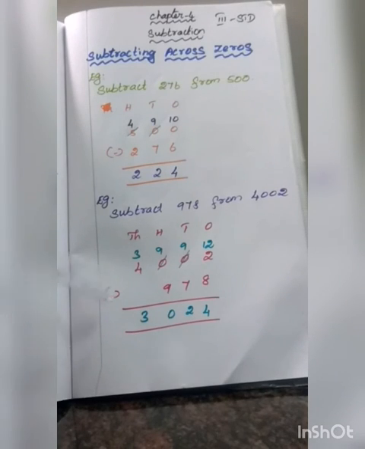Next, subtract the thousands place. In the thousands place only 3 is there. In this subtraction, no number means it will be considered 0. So 3 minus 0 is 3. So your answer will be 3024. This is the method of subtracting across 0. So you have to borrow carefully and do the subtraction. I hope you all understand.